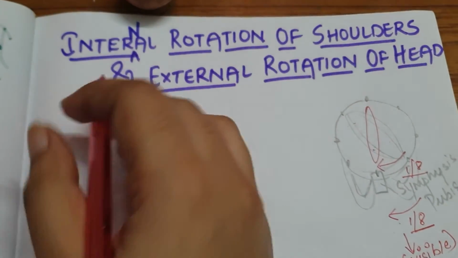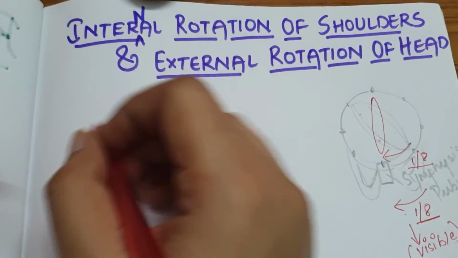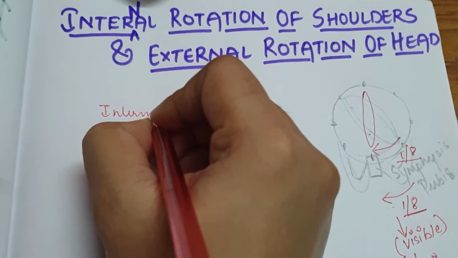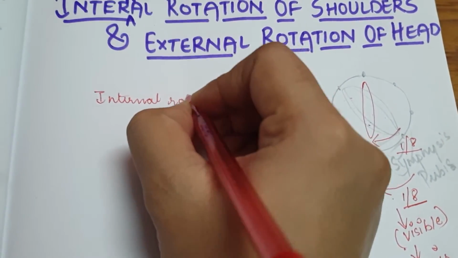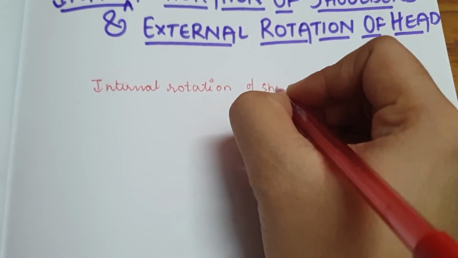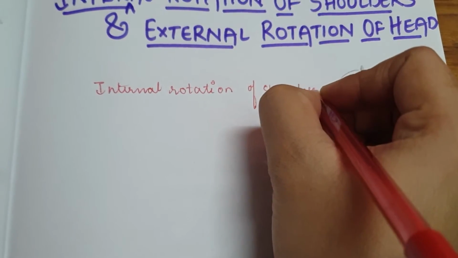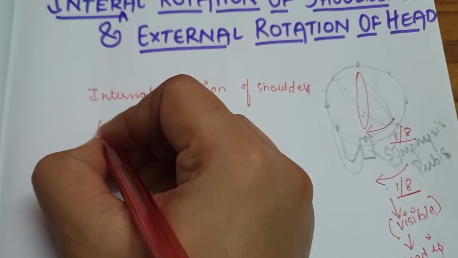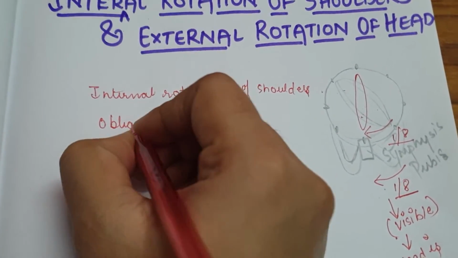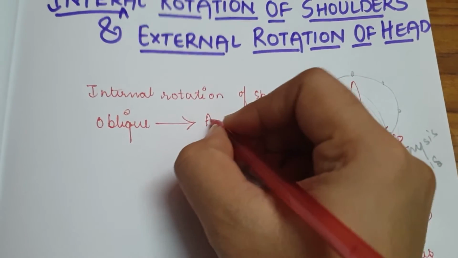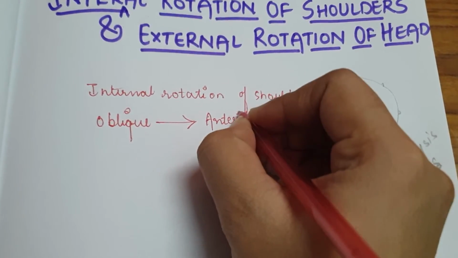So here, internal rotation of shoulders, which leads to the change from oblique to anterior posterior diameter.